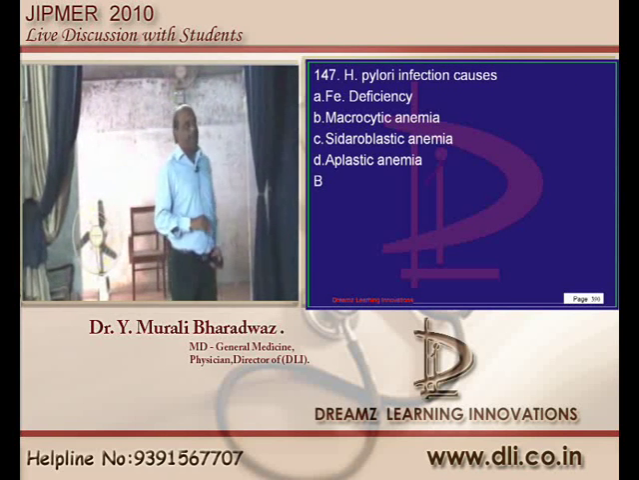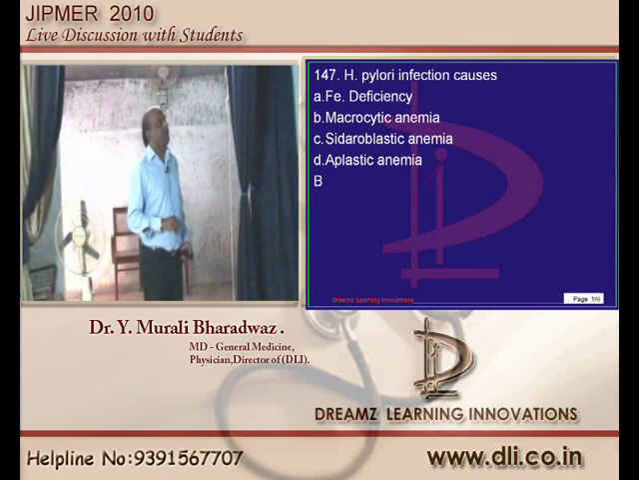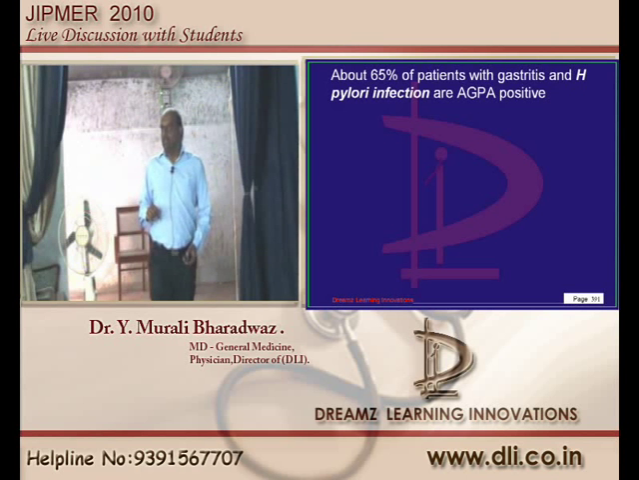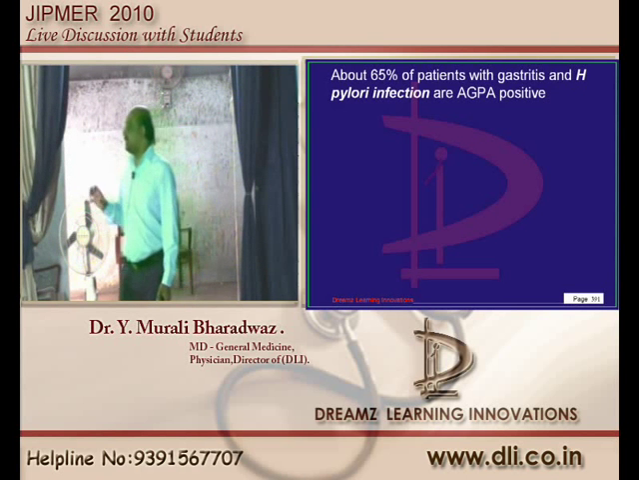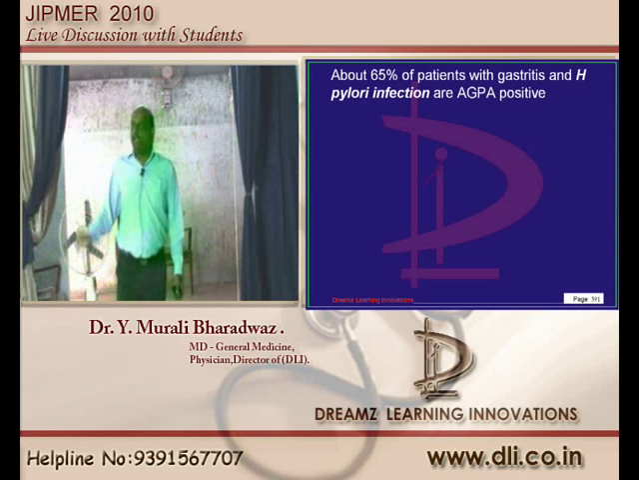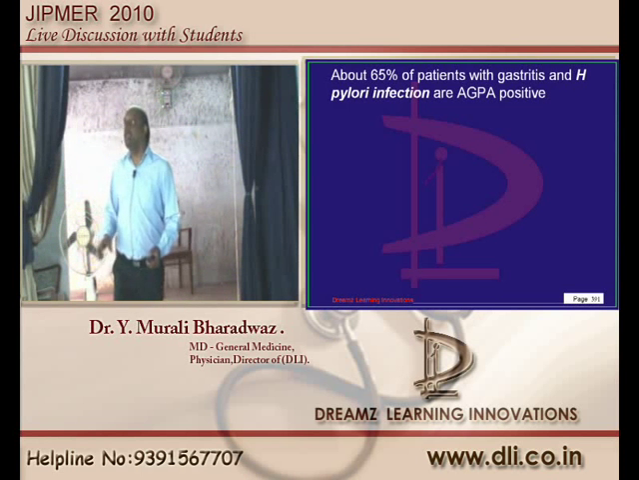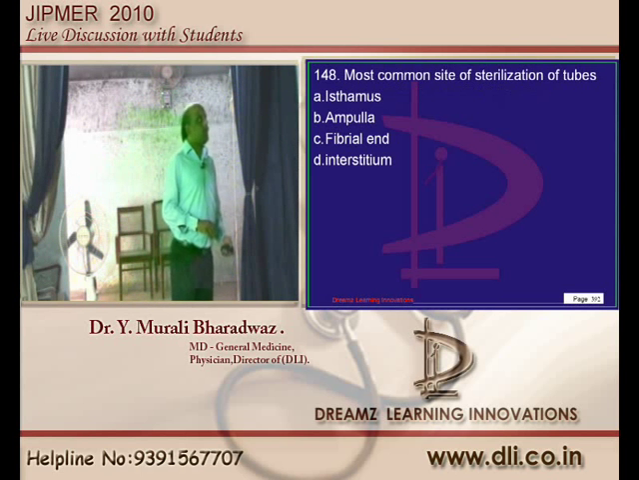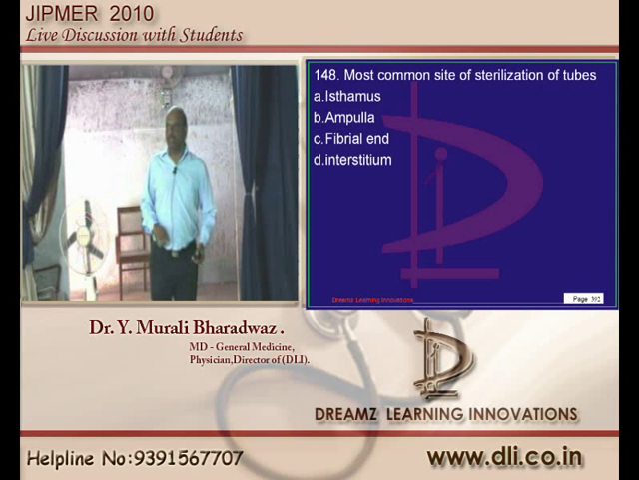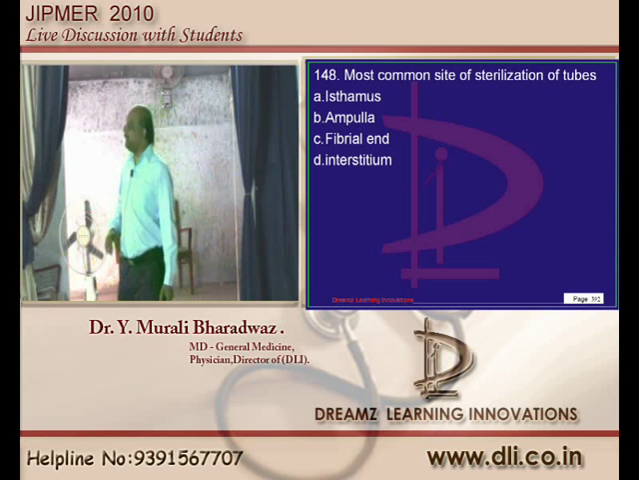Now H. pylori can lead to development of gastritis with anti-gastric parietal antibody generation in about 65% of patients, leading to a tendency for developing pernicious anemia of megaloblastic nature is what need to be remembered. Now what is the most common site of sterilization? Interstitium or ampulla?